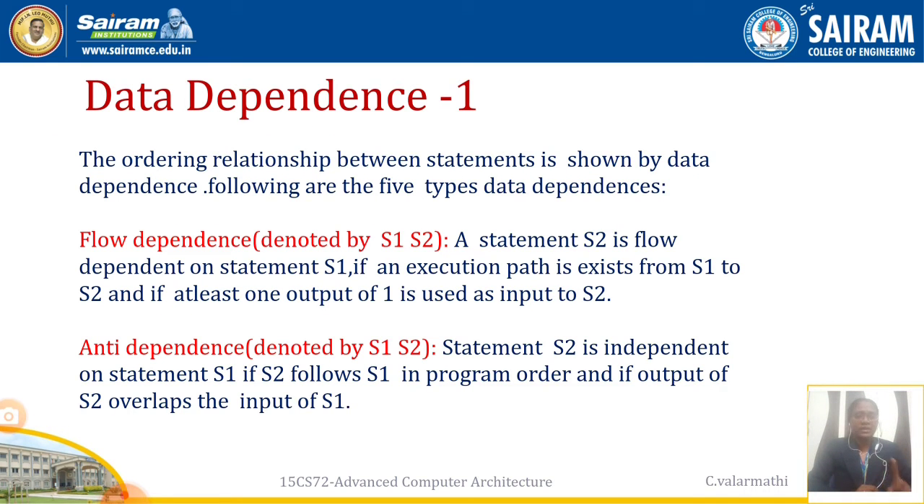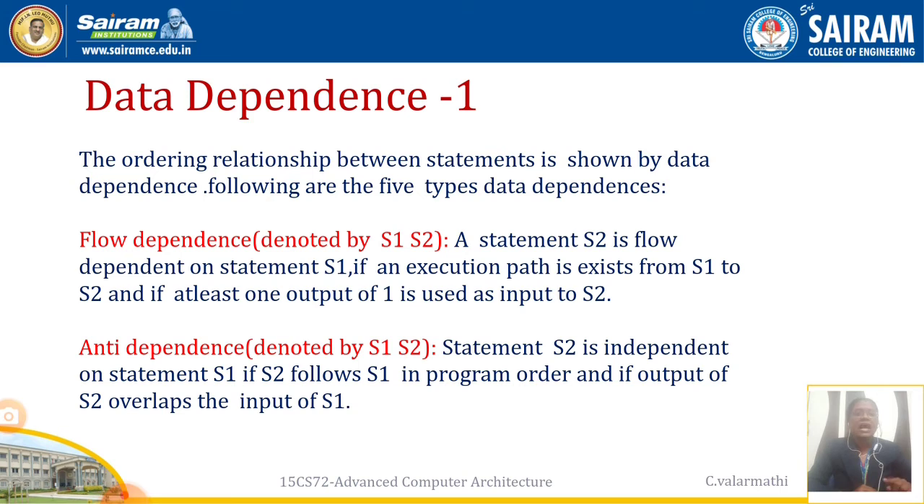Data dependence. The first relation is flow dependence, denoted S1 to S2. A statement S2 is flow dependent on statement S1 if an execution path exists from S1 to S2, and at least one output of S1 is used as an input to S2. We'll see later with an example how these data dependencies are executed. Now we'll learn the definition of each dependence. This is called flow dependence.